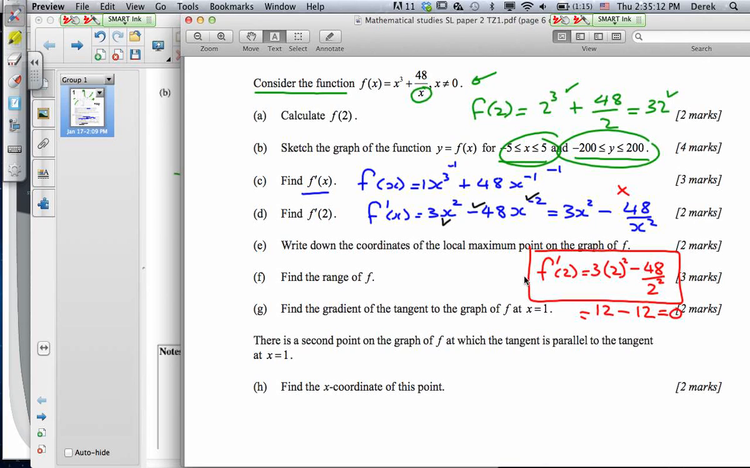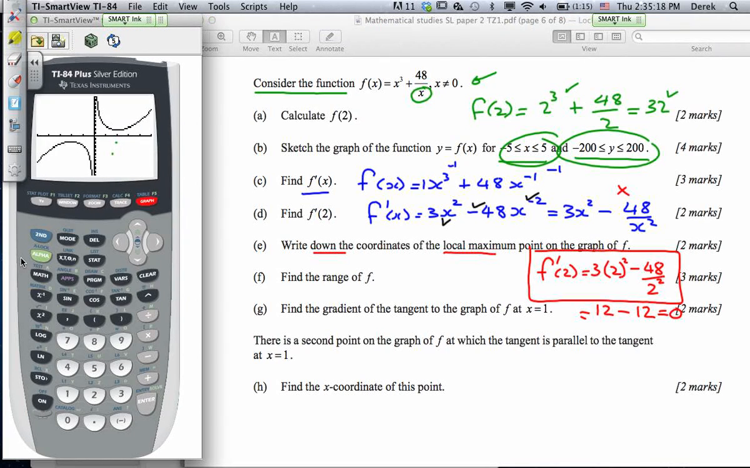Then it says write down the coordinates of the local maximum. Now here we go back to our graph. Now in this graph you can see that this is going up and then down, and this is going down and then up. So this point over here would be a local minimum. This point over here would be a local maximum.